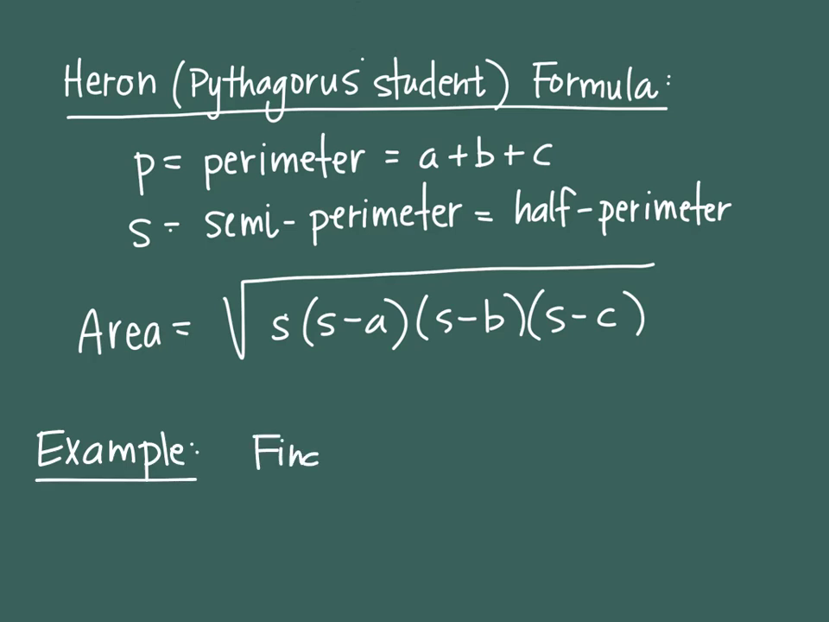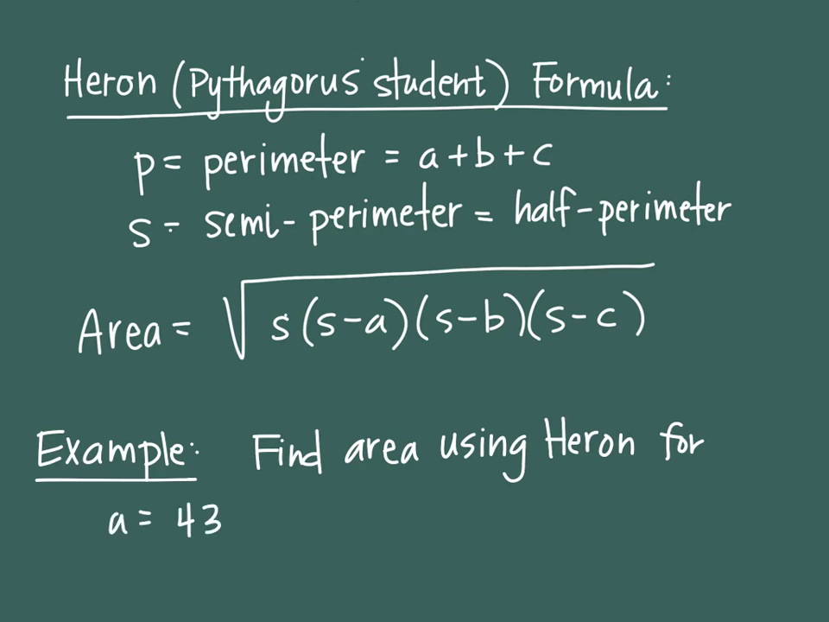We'll use this when we don't have an angle. If you have an angle, use the other one, 1/2 AB sine C. If you don't, then you're going to use Hieron. So find the area using Hieron's formula for the following triangle: A equals 43, B equals 53, C equals 72.